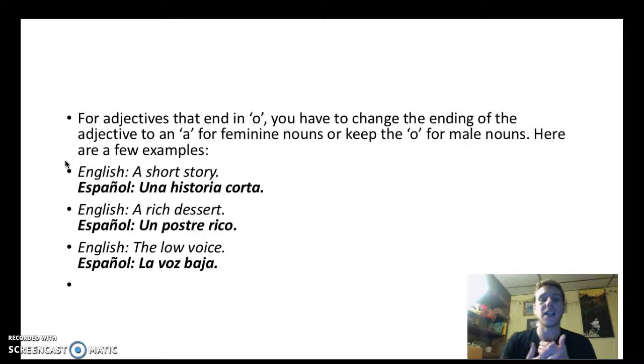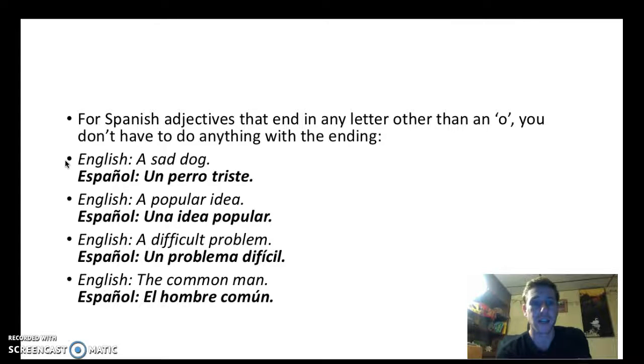Now finally, la voz baja. Okay, oh, also guys, I forgot about that one, but Z as well. So when our noun ends in a Z, okay, that as well is a feminine noun. So we have la voz baja, okay, again, ends in an A because it is feminine. Now, moving on to the Spanish adjectives that end in any letter other than O. Okay, so you don't have to do anything with these adjectives, okay? So for example, un perro triste, una idea popular, un problema difícil. Okay, guys, as you can see, those adjectives, they remain the same.